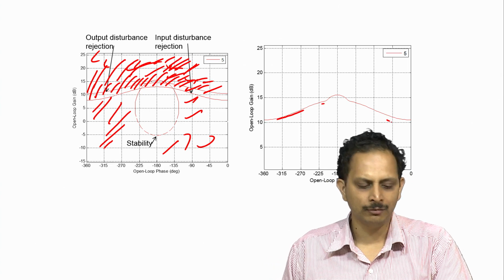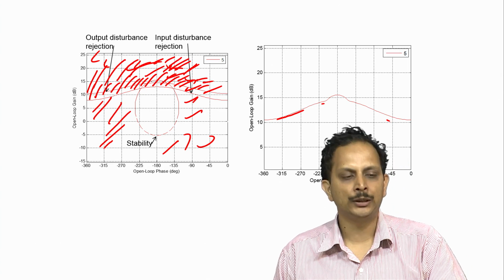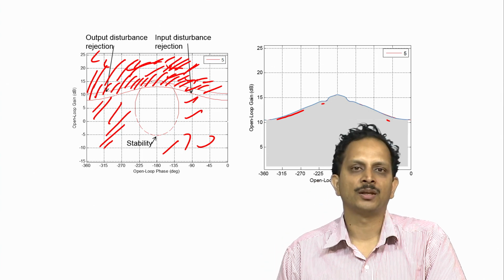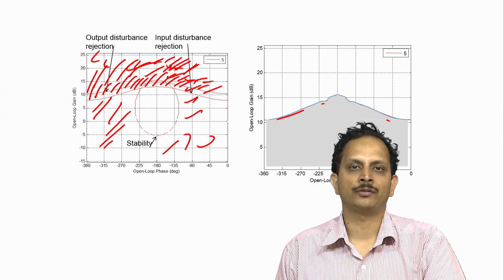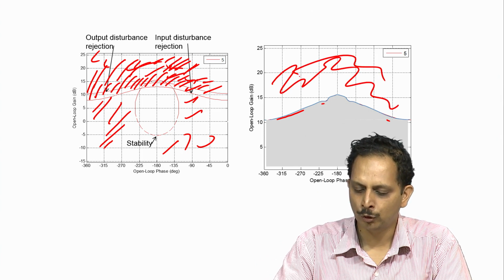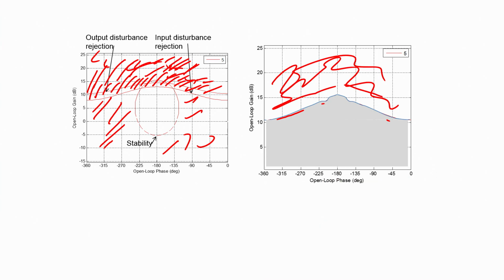And this new red curve once again divides up the complex plane into two parts. One is the region within which the loop gain should not lie in order for it to simultaneously satisfy all the three specifications, and the other is the region in which the loop gain is allowed to lie, and this ensures that it will simultaneously satisfy all the three specifications, the two disturbance rejection specs and the stability specification at 5 radians per second.